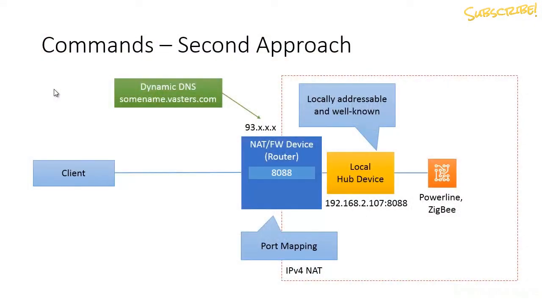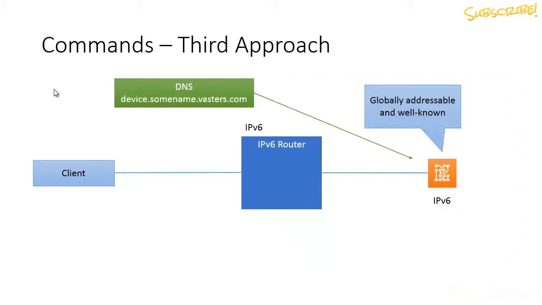What I could also do is, if the device sat on Powerline, Zigbee, some other protocol, then I can have a local hub device. The local hub device then acts as the gatekeeper, kind of, for my device. The third approach that I didn't explore in code is IPv6, and combinations of the first 2 approaches.